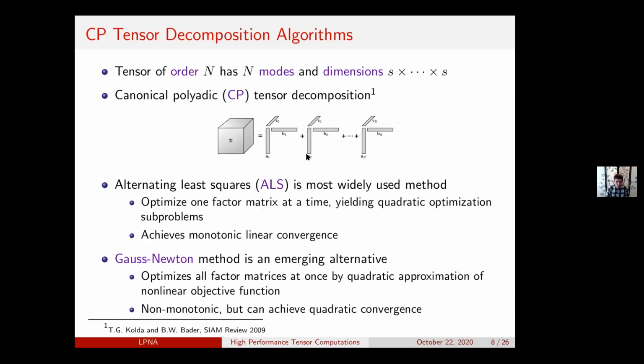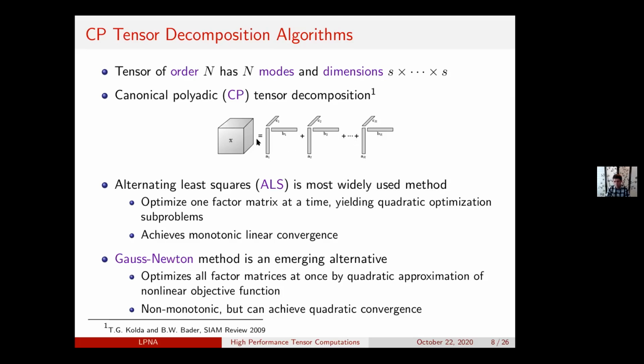Okay. So let's then talk a little bit about tensor decomposition algorithms. A tensor of order n has, I guess we talked over this terminology a little bit already, dimensions s by s by s. So this CP decomposition that I mentioned can be written for an order 3 tensor as the sum of outer products, each one of which is a column in a factor matrix. So one factor matrix contains these vectors A1 through AR, another C1 through CR, and another B1 through BR.